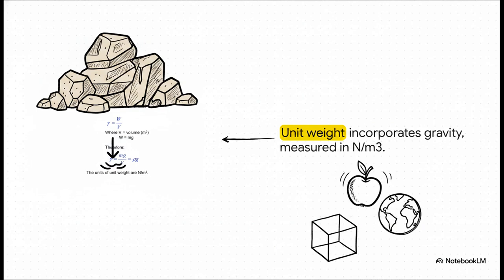All right, let's build on this and see how it ties into unit weight. While density gives us mass per volume, unit weight brings gravity to the party. By taking the weight, which remember is mass times gravity, and dividing it by volume, we are left with a measurement in newtons per cubic meter. This is an absolutely crucial distinction when you're calculating the actual forces at play in a geotechnical engineering project, like, say, figuring out exactly how much load a foundation can safely support without settling.